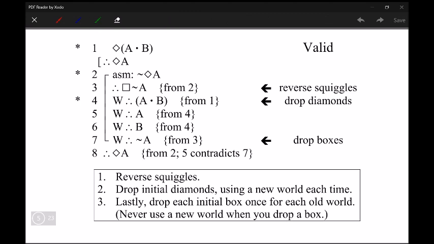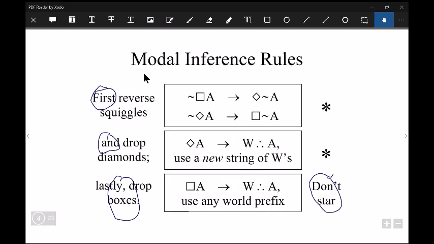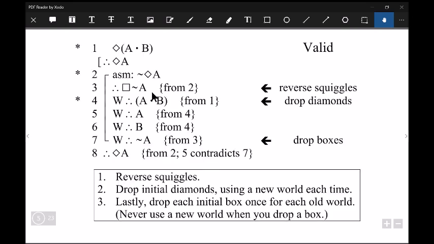How do you do the proof? Well, you assume the opposite of what you want to prove, first of all. That's sort of like always. So you want to prove possible A, so you assume not possible A. Okay. And then you reverse squiggles. Not possible, therefore necessarily not. That's reverse squiggles. You want to do that right away whenever you can. Not possible, therefore necessarily false.